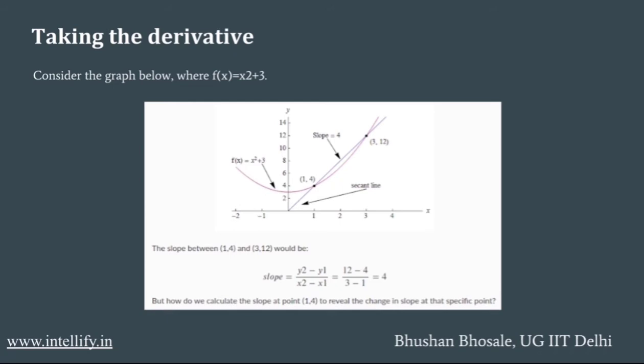But how do we calculate the slope at a point 1 comma 4? That is, if we have 2 points, we can calculate the slope by the formula y2 minus y1 upon x2 minus x1. But what if we have to calculate the slope at just a point? What do we then do? The answer is just simple. We just take the derivative of the function at that point. But how do we take the derivative of the function at that point?